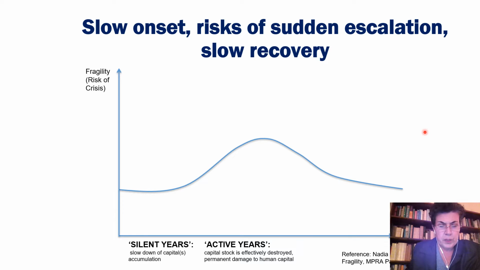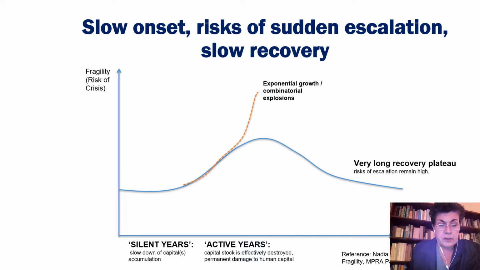We are assuming the following: that fragility, the risk of crisis, increases at an increasing rate, while it decreases at a decreasing rate. And we now see the defining features of our fragility framework: slow onset, risk of sudden escalation, and slow recovery, with a very long plateau when the risk of a new escalation remains very high.